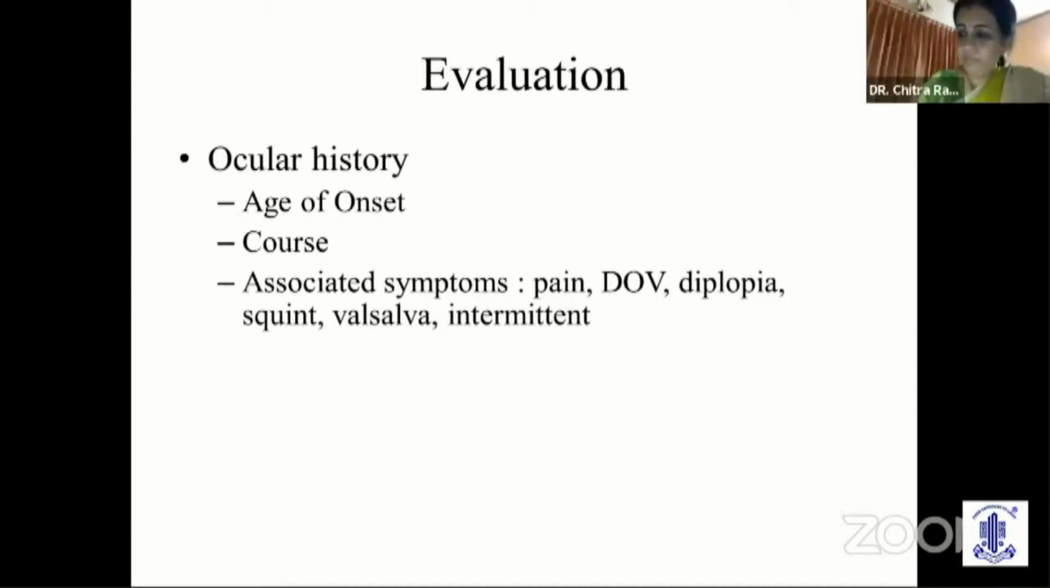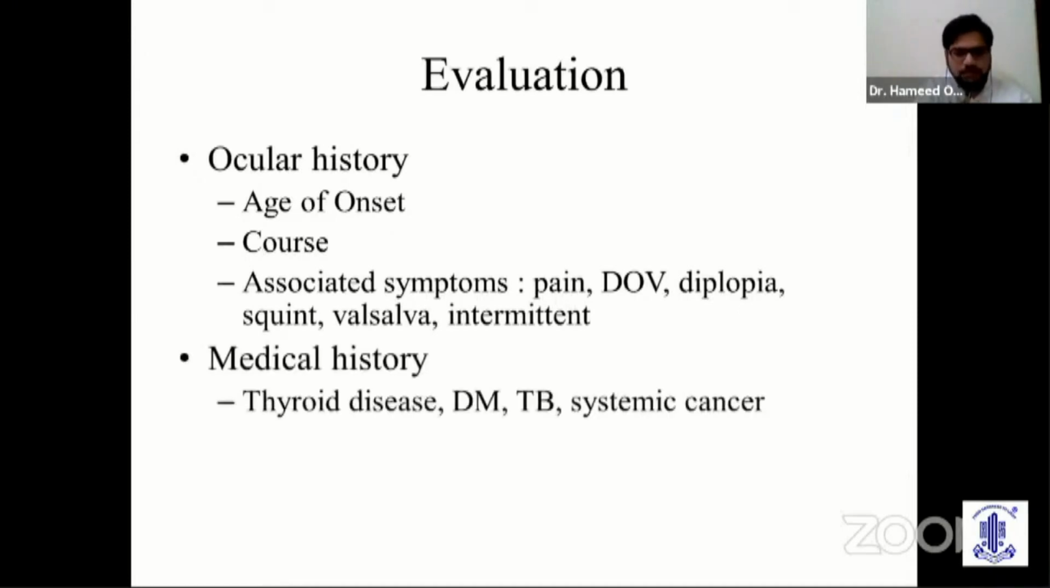Then you ask about whether the proptosis is increasing on bending forward or on straining. That indicates a vascular malformation. Then you ask about whether the proptosis is intermittent, again indicating a vascular malformation. Especially in children, you can ask whether the globe enlarges or if there is proptosis on crying, indicating a meningocele or encephalocele. Then you ask about the medical history, especially thyroid disease, since it is the most common cause of unilateral or bilateral proptosis in an adult.